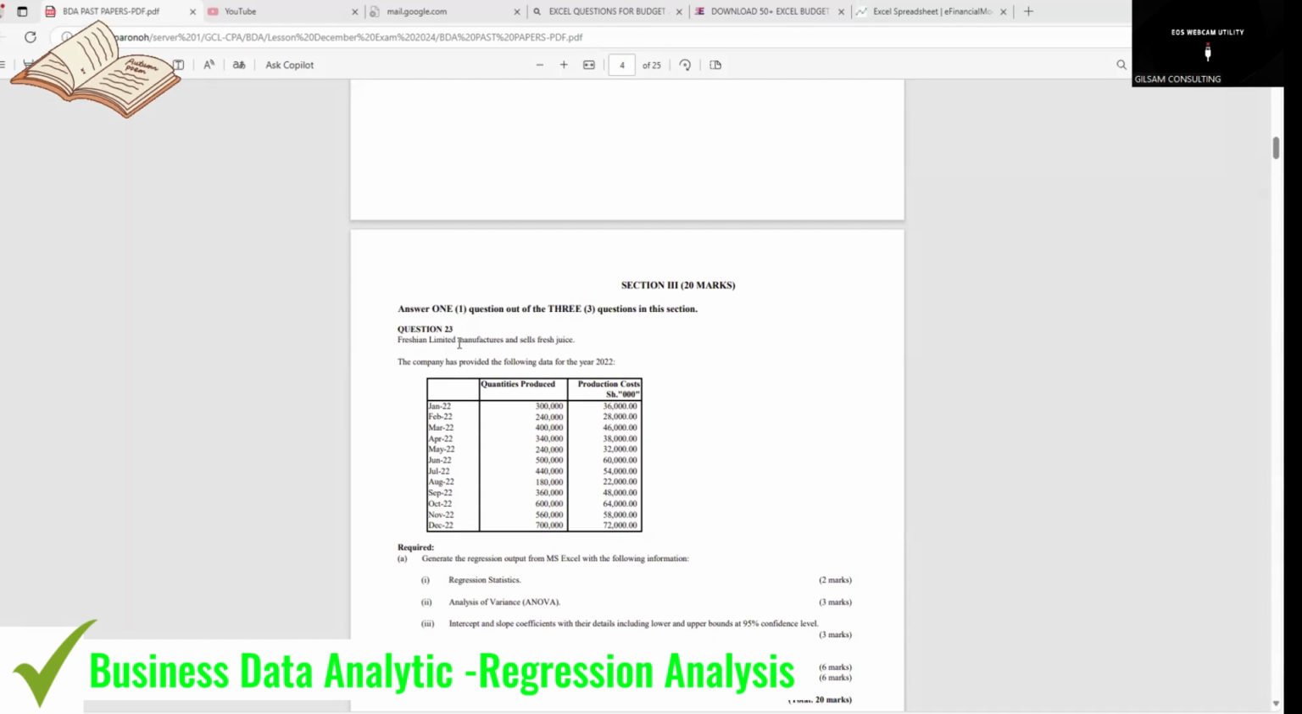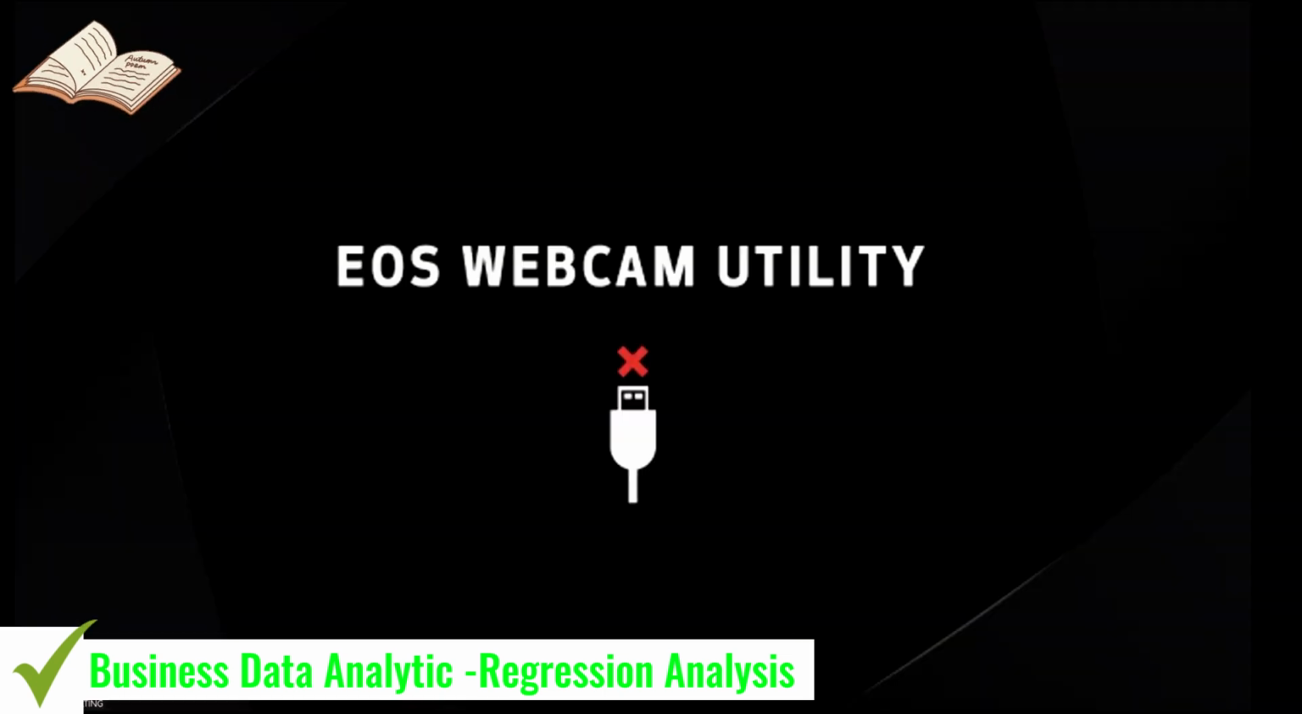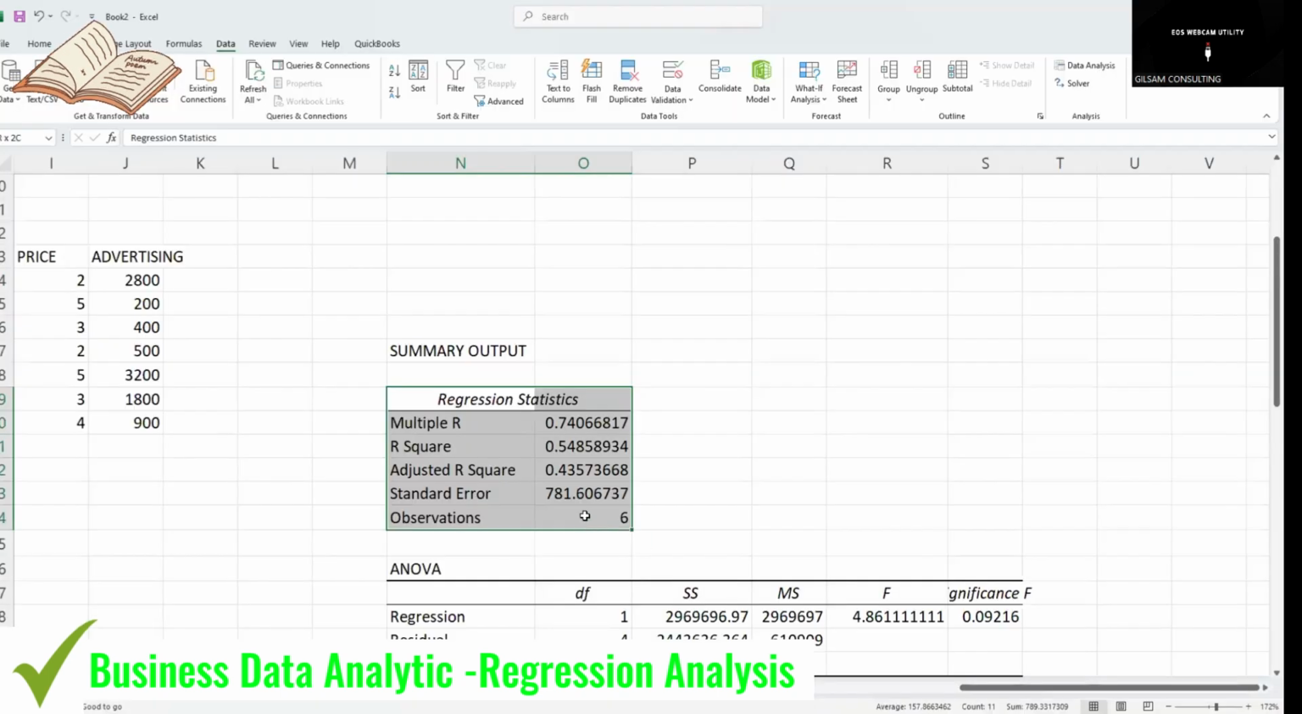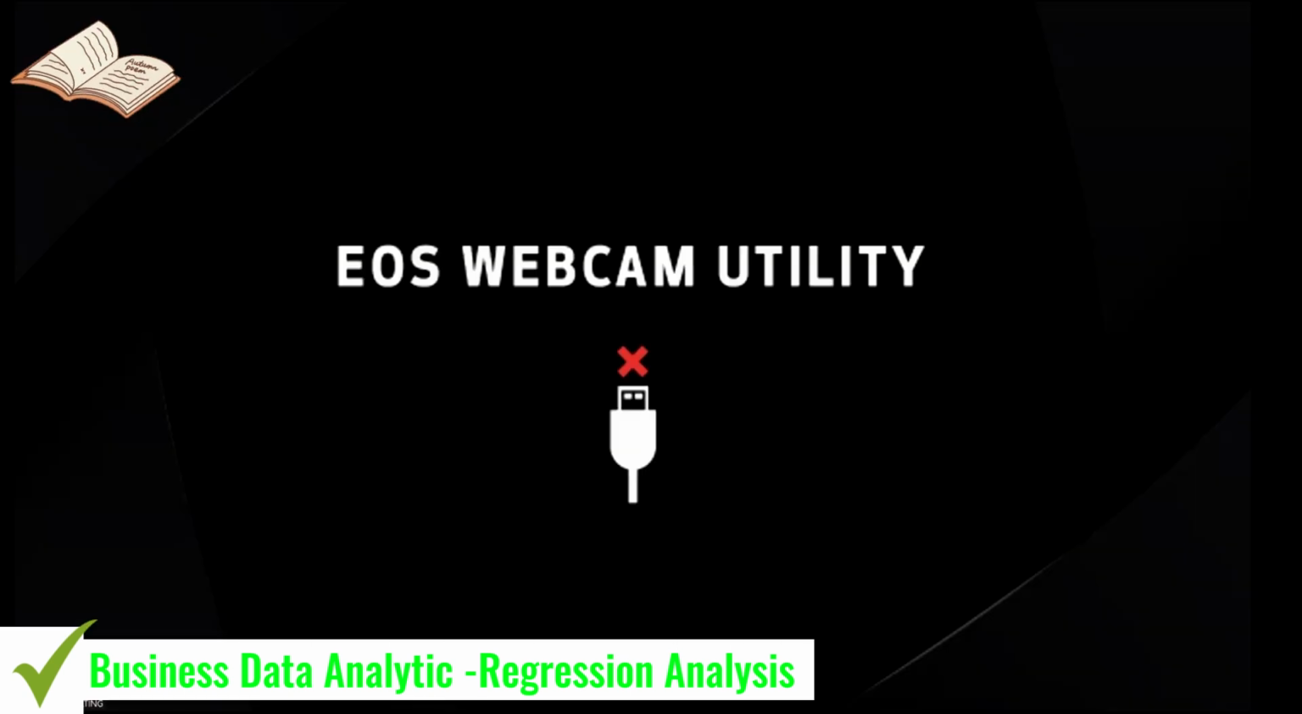3. Fresh Limited manufactures and sells fresh juice. The company has provided the following data for the year ended 2022. So we have the quantity produced, the production cost from January to that. You are required to generate a regression output from Excel with the following information. So you need the regression statistics, which you can see we have gotten here. This one, we have regression statistics, which is this one. So you can easily get that regression statistics. And then once you get the regression statistics, they also ask you to do what?